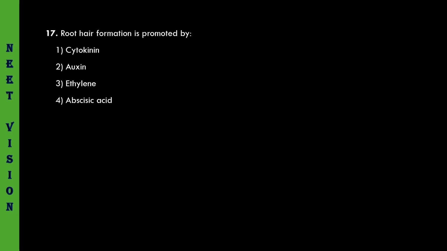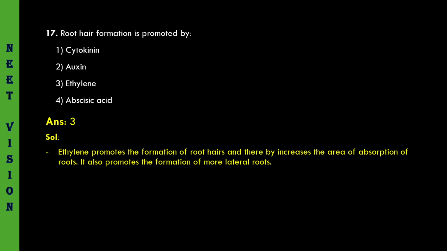Coming to the next question. Root hair formation is promoted by lateral root growth? Root hair formation is promoted by ethylene, so that ethylene increases the absorbing surface area of the plant. So ethylene must be the correct one. The third option is given: ethylene promotes the formation of root hairs and thereby increases the area of absorption of roots. It also promotes the formation of more lateral roots.